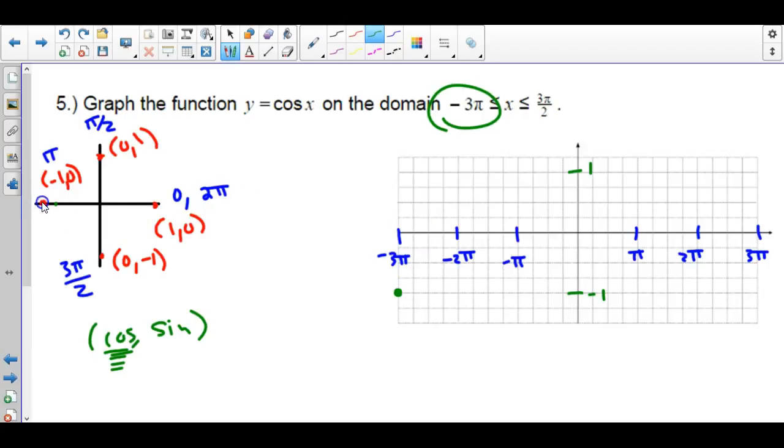My next value, as I'm moving to the right, would increase by another pi over 2. So that would bring me back here, and the reason is the cosine coordinate is 0. If I go another little pi over 2, my cosine value is now 1. And then it's going to go back to 0. And then it's going to go to negative 1, and then so on and so forth. So this wave is really just going to break up.